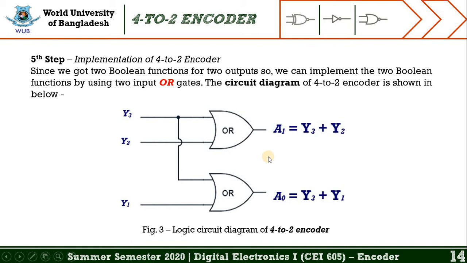two OR gates, since the plus operator is equivalent to OR. I repeat again, for this reason we represent this encoder by using OR gates. And also remember one thing, these OR gates have two inputs only. So figure 3 represents the logic circuit diagram of 4 to 2 encoder. So let's move into the next slide.